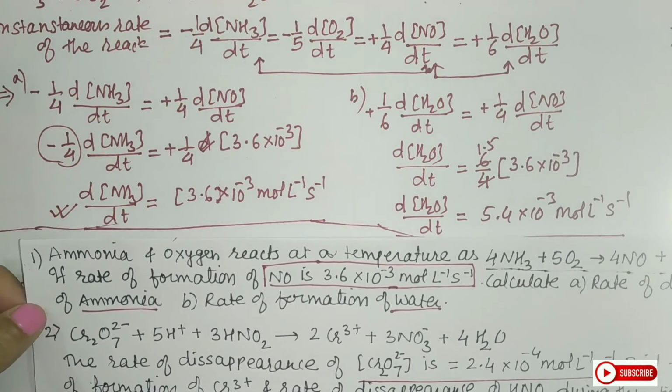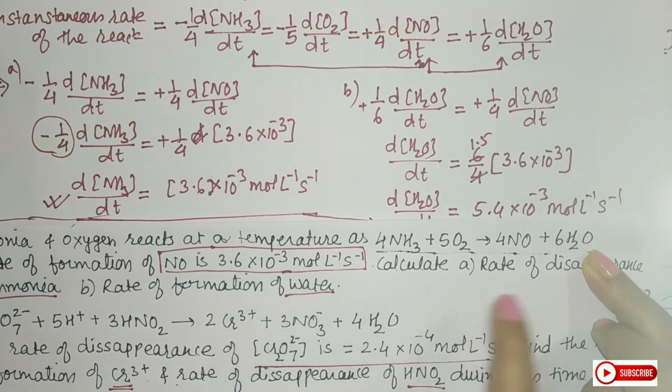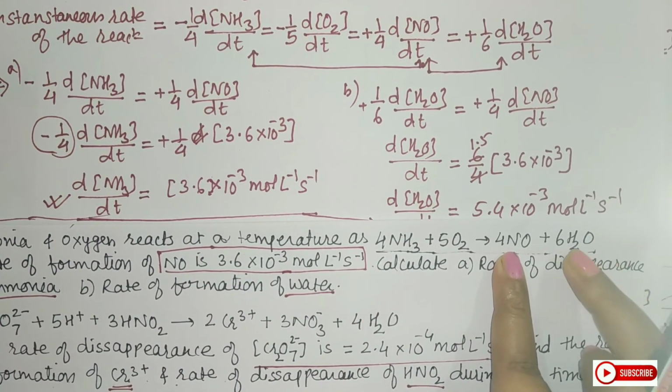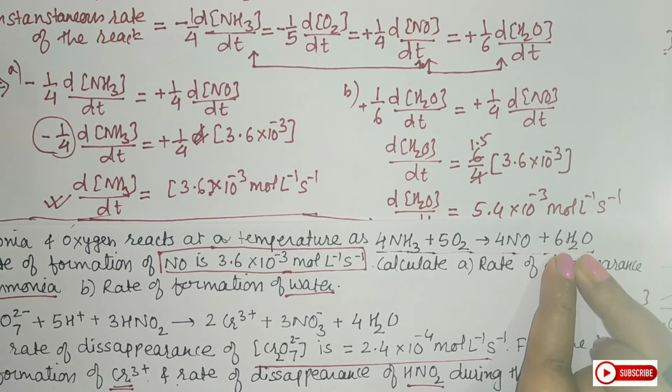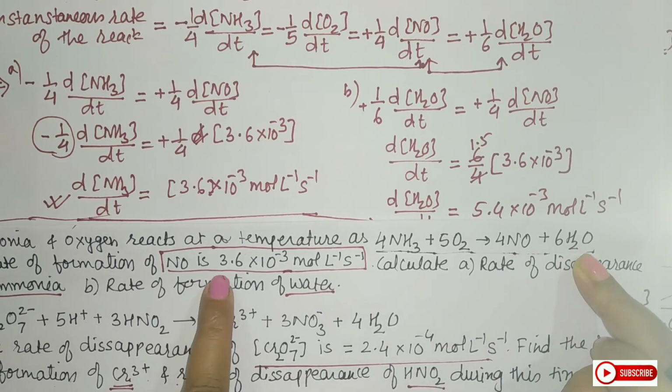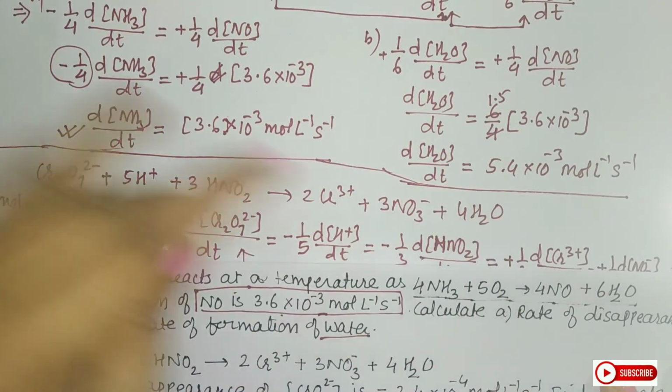Now if you go for water, if I see, NO is 4 moles and water is 6 moles. So this is 1.5 times, and therefore it will be 1.5 times that of NO. And 1.5 times 3.6 is 5.4. So that is what you get as the answer here.